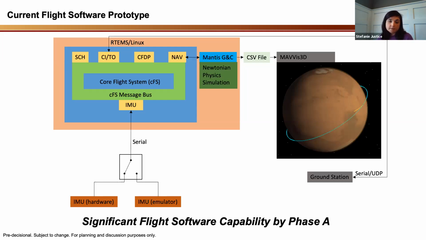And for being at phase A and not at SRR yet, we feel like we've built up a pretty significant flight software capability, and we're able to integrate new drops of GNC very easily and see how those perform. And we're able to add new apps very easily.